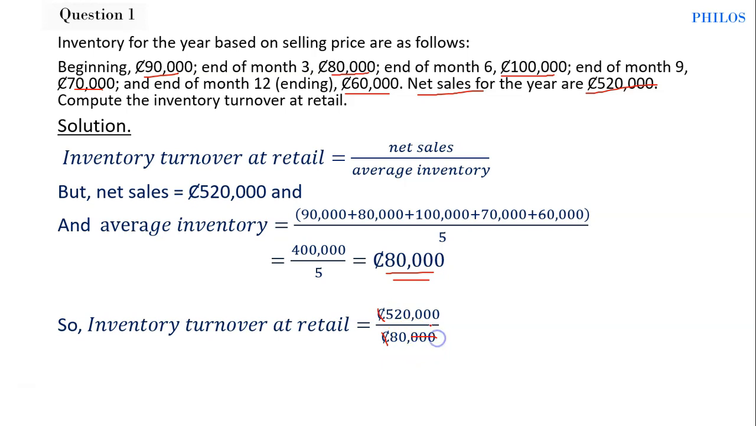You can take your calculator to do that. These 3 zeros cancel the 3 zeros here. 0 here cancels the 0. So 52 divided by 8. That will give you 6.5. Or you can put everything in your calculator. 520,000 divided by 80,000. That will give you 6.5. So you write 6.5 times.